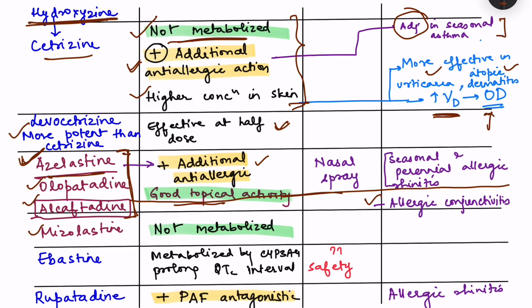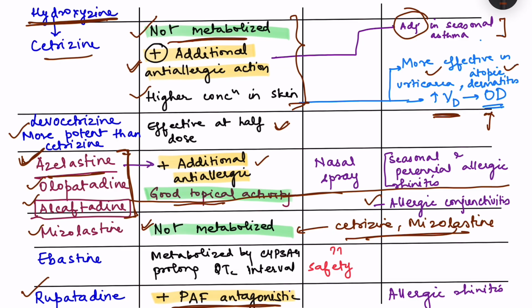This is also not metabolized, very important. So two drugs which are not metabolized, you should remember, which are cetirizine and mizolastine. Okay, two drugs not metabolized. So it is very safe. Then we have ebastine, which is metabolized by CYP3A4 and causes long QTc interval. So obviously questionable safety. And then we have another drug, rupatadine, which has additional PAF antagonistic activity.